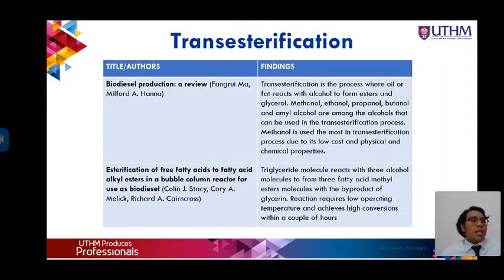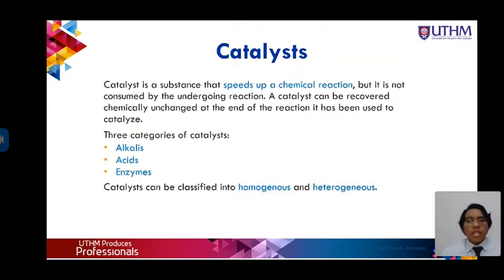Then we move on to the catalyst. A catalyst is a substance that speeds up a chemical reaction. However, the catalyst is not consumed by the reaction, and some catalysts can be recovered chemically unchanged at the end of the reaction. There are three categories of catalysts: the first is alkali, the second is acid, and the third is enzymes. Catalysts can then be further classified into homogeneous or heterogeneous catalysts.